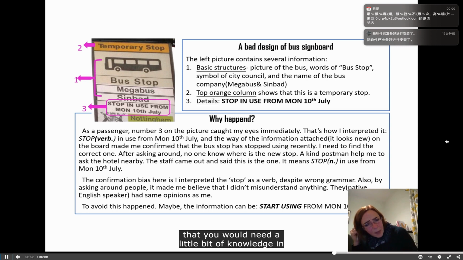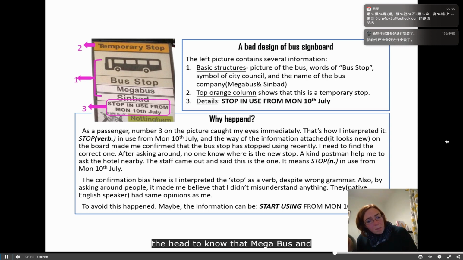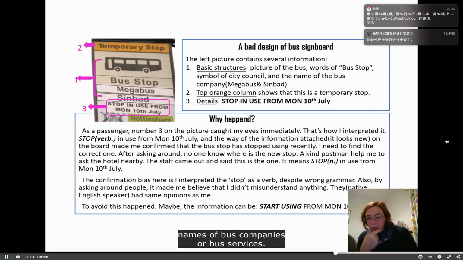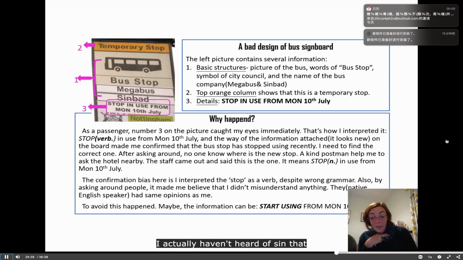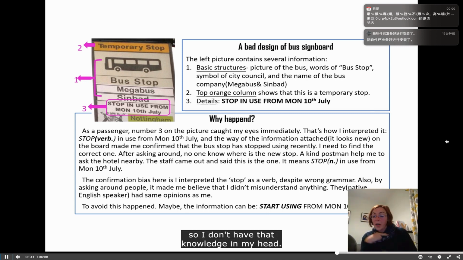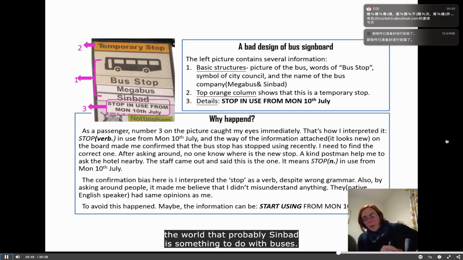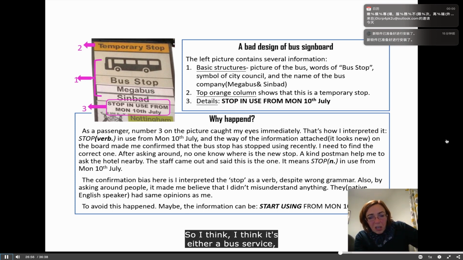You would need a little bit of knowledge in the head to know that Megabus and particularly Sinbad are actually names of bus companies or bus services. I've heard of Megabus. I actually haven't heard of Sinbad, so I don't have that knowledge in my head, but I would infer from the fact we've got this knowledge in the world that probably Sinbad is something to do with buses, and it's in the same font and just underneath Megabus. So I'd think it's either a bus service.